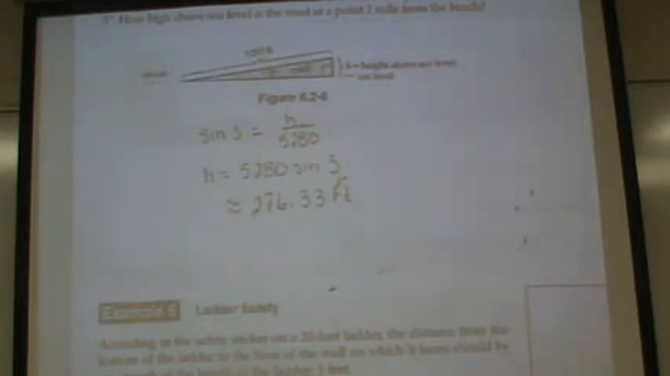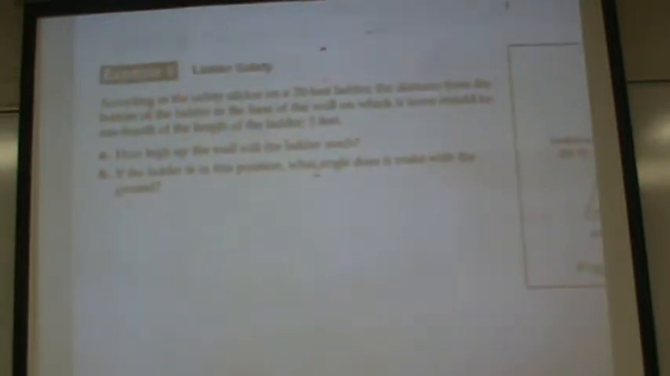Sorry. No, it's okay. Alright, so example 6. According to the safety sticker on a 20-foot ladder, the distance from the bottom of the ladder to the base of the wall on which it leans should be 1/4 of the length of the ladder. So 1/4 of the length of the ladder is 5 feet. Part A asks, how high up the wall will the ladder reach?